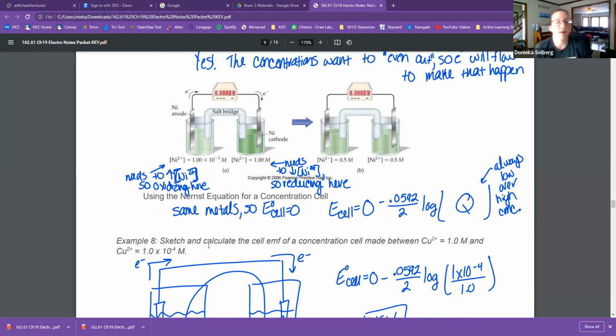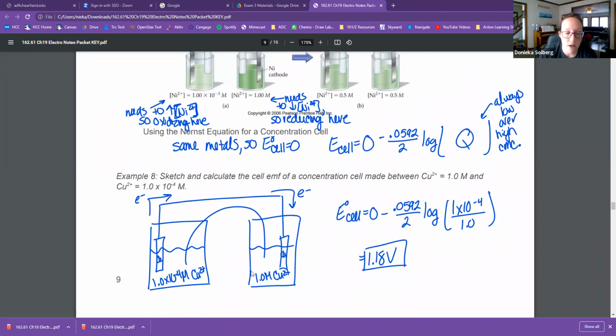So what I have in example number 8 is: sketch and calculate the cell EMF, or the E naught cell, of a concentration cell made between copper 1 molar and copper 1 times 10 to the negative 4th molar. If I want you to draw this, I want you to tell me which one is the cathode and which one is the anode. You should have electrons flowing. You should also have a salt bridge. So that's what I have here. I should have labeled these as anode and cathode. Oops. Well, semantics, this would be the anode and this would be the cathode.